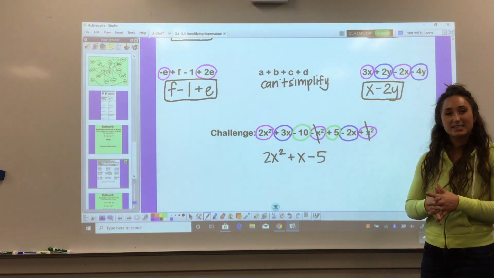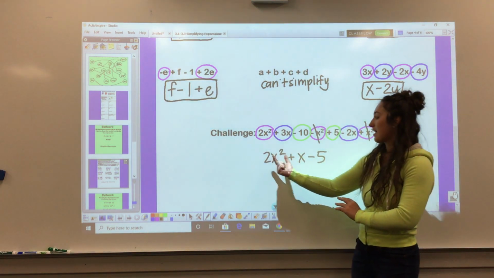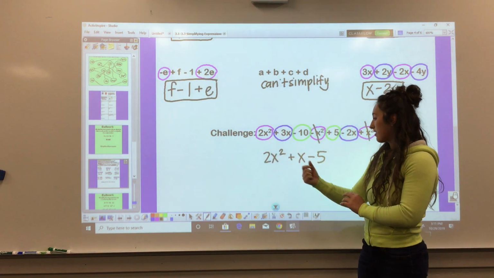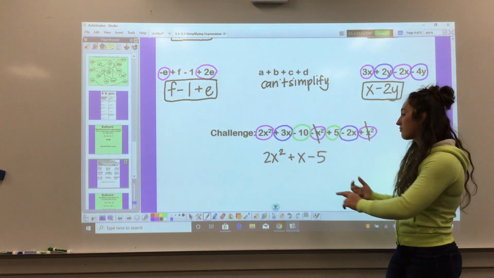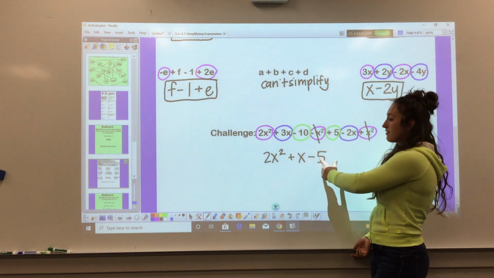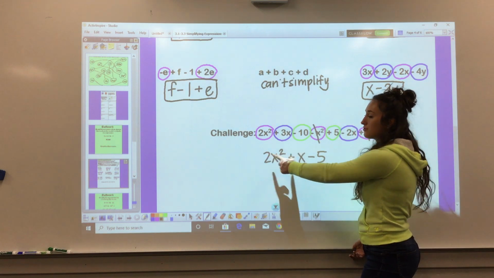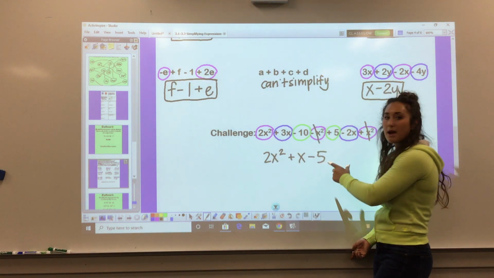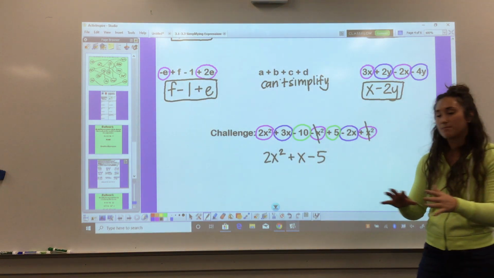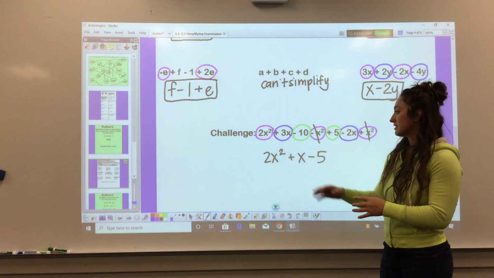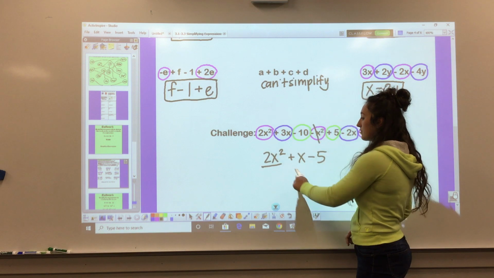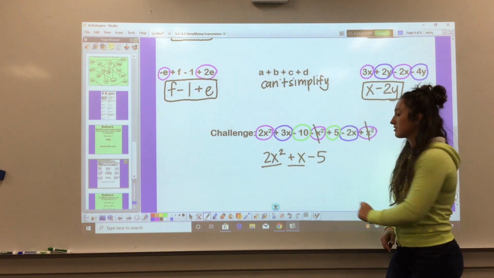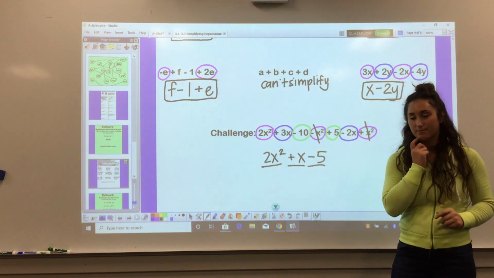And again, these pieces can be in any order. It doesn't have to be the 2x squared and the x and then the negative 5. You could have negative 5 plus x plus 2x squared, or x plus 2x squared minus 5. You can have them out of order. You just need a positive 2x squared term, a positive x term, and a negative 5 term.